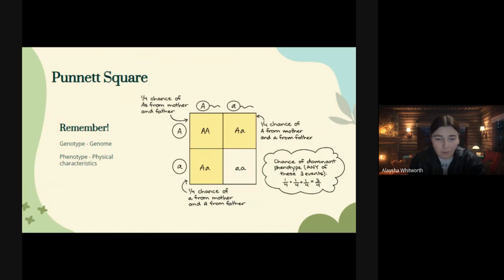Where it looks like both parents are carriers of a gene, so capital A, little a, that's heterozygous. There's only a 1 in 4 chance that they'll be recessive. So a 3/4 chance, 75%, they'll have the dominant characteristic, and a 25% chance that they'll have the recessive. An example of this is brown hair and blonde hair. Blonde hair would be lowercase a. It's a recessive gene.